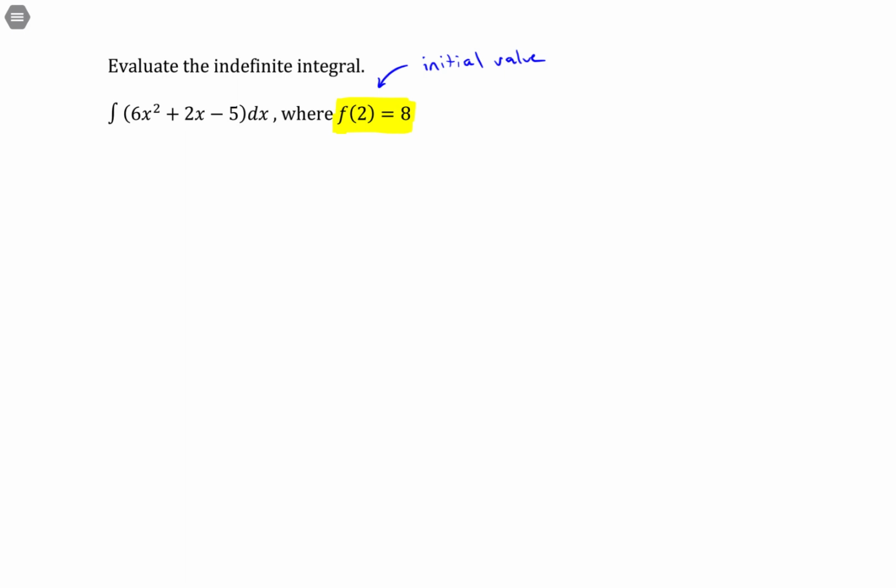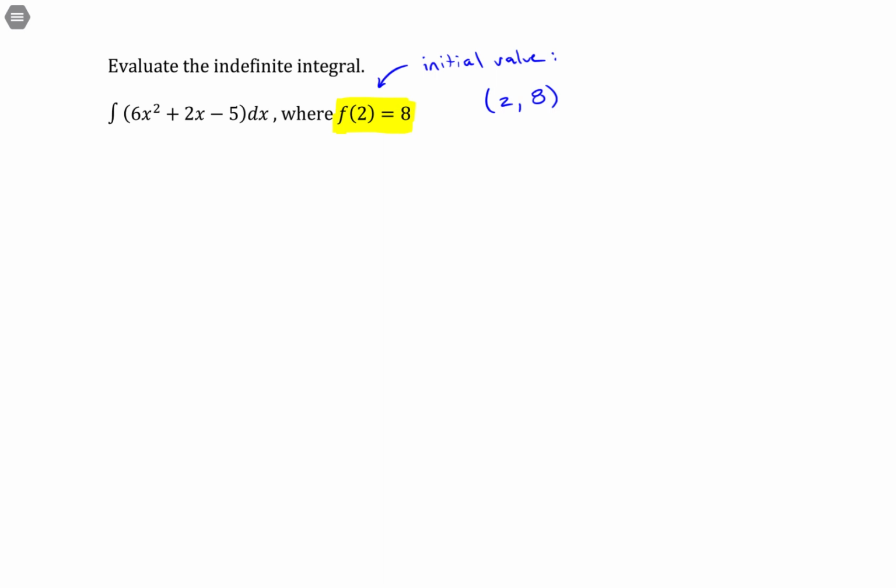So we have something of the form f of x equals y. So the initial value is the point x equals 2, y equals 8. And so that is a particular point where this function passes through. So we're going to use that in the end to find a particular solution. The first thing, however, is to find the general solution to your antiderivative.